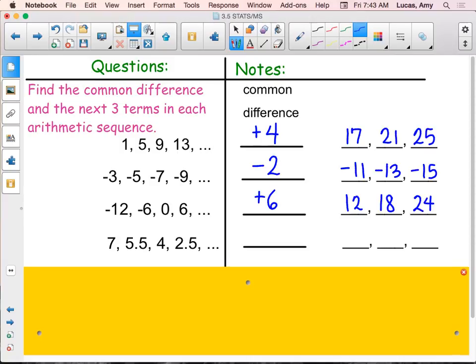The next sequence has some decimal numbers in it. We're going from 7 to 5.5 to 4 to 2.5. So in this sequence, our numbers are getting smaller.